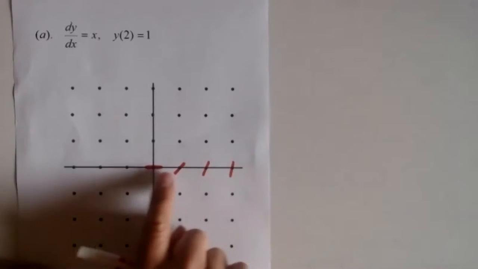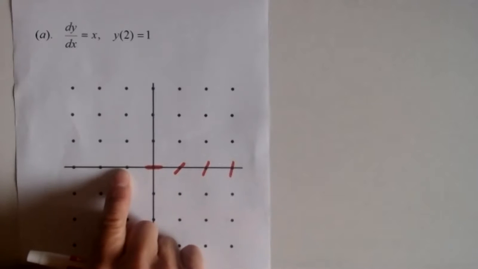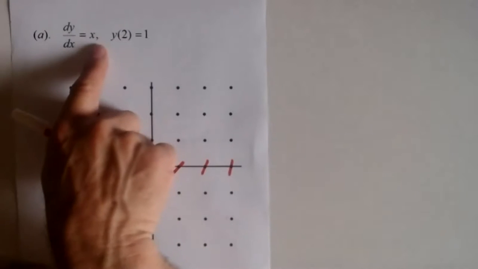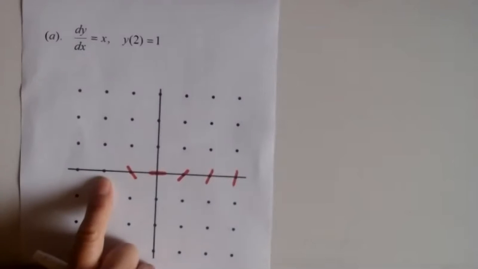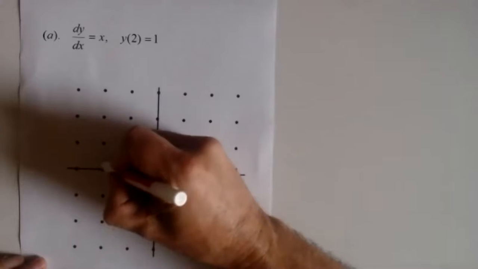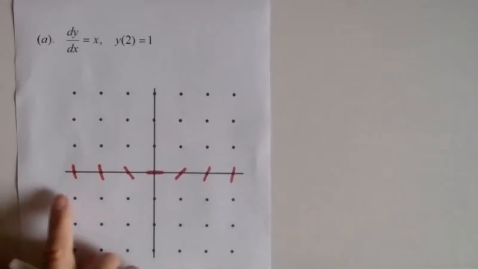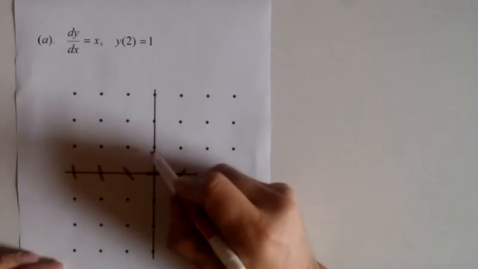Now, you see the pattern? Here is negative 1, x, y 0. So this is going to be negative 1. So I'm going to put negative 1. This is negative 2, 0. So here is negative 2 and negative 3. So you see the sequence? Okay, now, what is going to happen in this line?